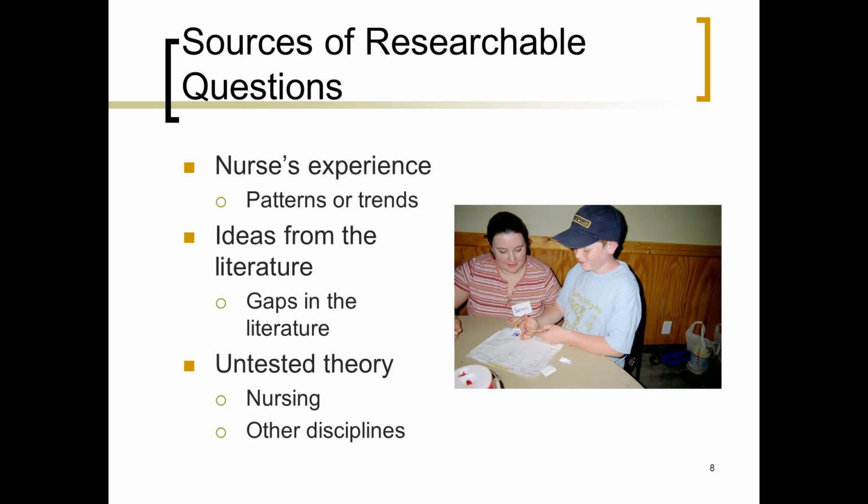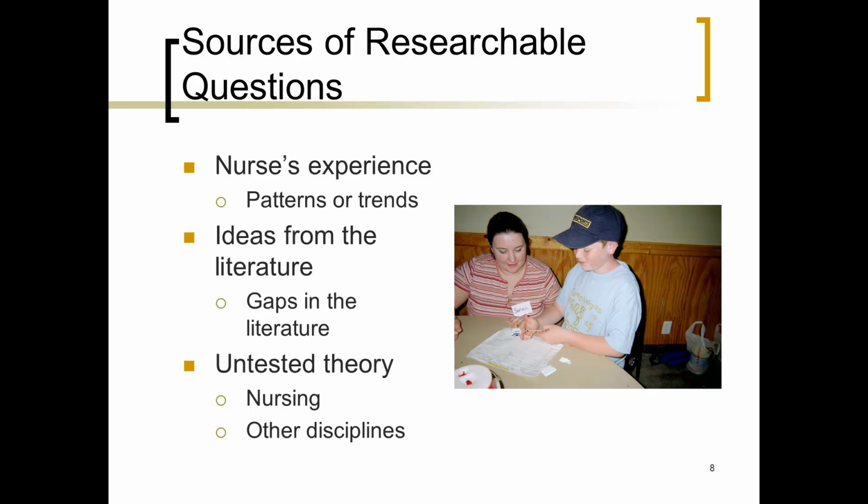So there's a variety of sources of researchable questions. So where do they come from? Oftentimes nurses will see some patterns. It's like, you know what, I just keep on seeing these kids have problems with school once they've had cancer and cancer treatment. What can we do about it? Sometimes the nurse might be reading the literature and go, you know, I just can't find anything about this, and I think this is really important. And that might be where a researchable question comes from.